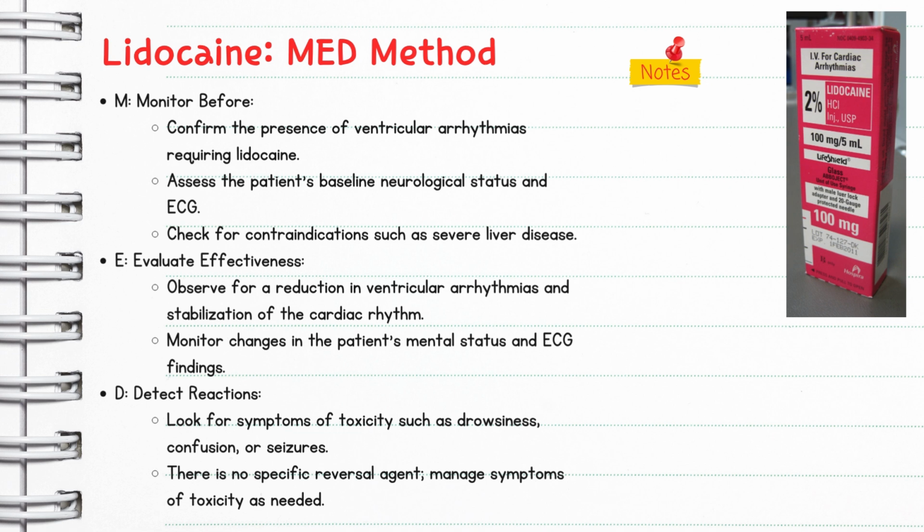So lidocaine. So those things that you want to monitor before, right? We want to make sure that there are ventricular arrhythmias before we give it. And we're also going to do a baseline neurological status. If they're already depressed neurologically, this could cause it to be depressed even more. And if you lose even more neural function, you could have issues with airway. You wouldn't be able to protect your airway. You're sedating them too much, pretty much.